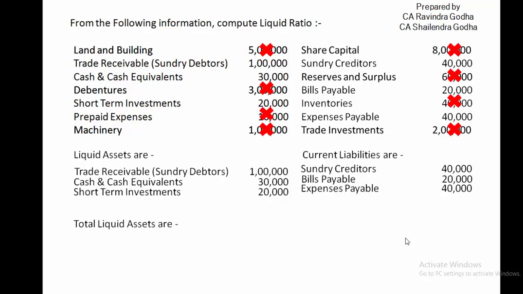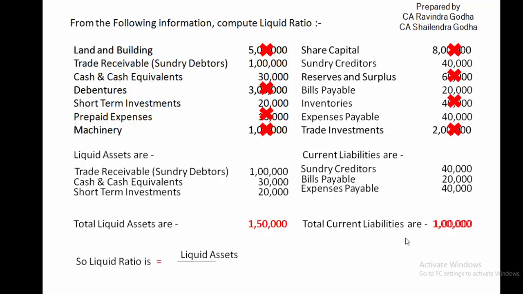So total liquid assets are 1,50,000 and total current liabilities are 1 lakh. The liquid ratio is liquid assets divided by current liabilities, that is 1,50,000 divided by 1 lakh, which is 1.5:1. Always write the ratio when you solve a question, because in exams there are marks for writing the ratio.